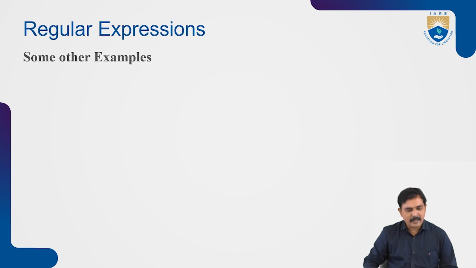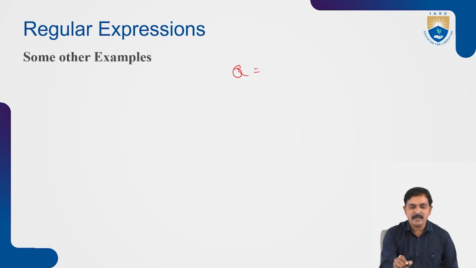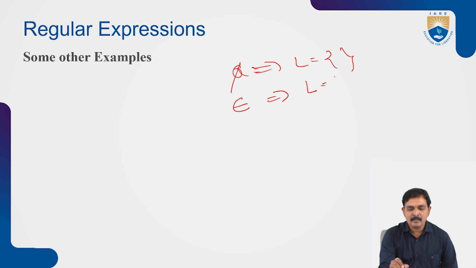So again we recap the basics of regular expressions. One is for phi. We define phi, and the corresponding regular language is empty. We have the null symbol, and the corresponding regular language has one element, the null value. Then any symbol is there.